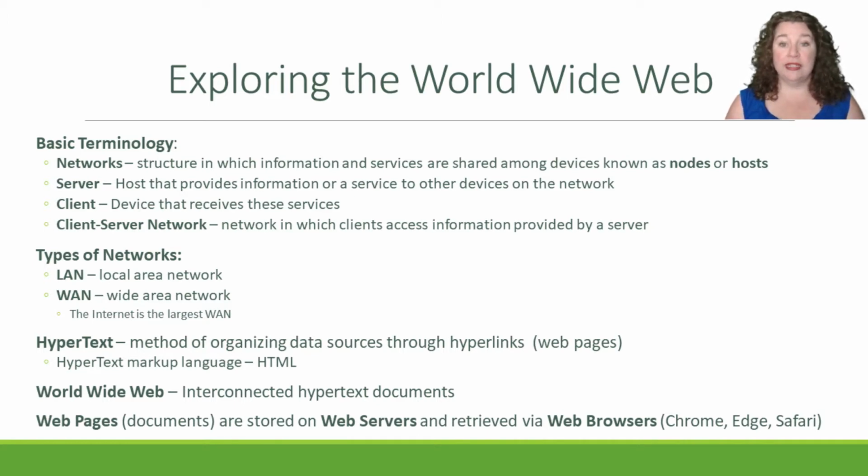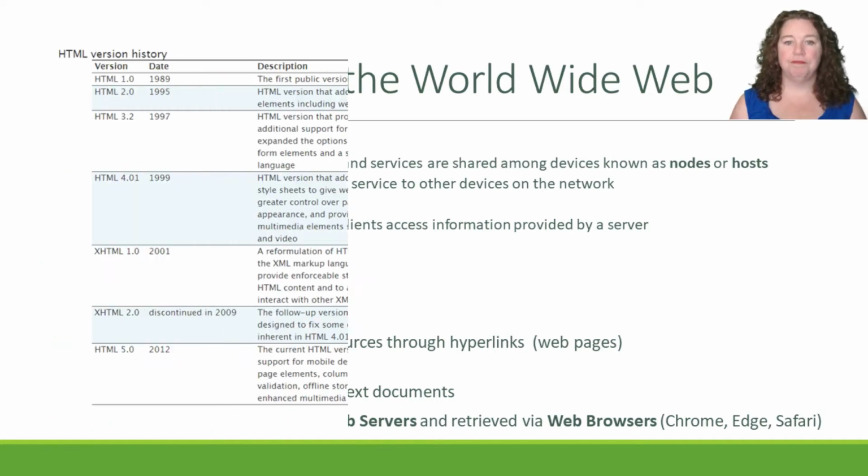The World Wide Web is simply interconnected hypertext documents. So there's a server that provides information and it's got a document, and we can click from that document to another document to another document, kind of like Wikipedia. And then web pages. A web page is a document that is stored on a web server. So we have our server, which serves the information. A web page is the document, and they are retrieved via web browsers. So when we talk about your browser, you can have your Chrome, your Edge, your Firefox, your Safari. Any of those are your web browser that are used to read that document.